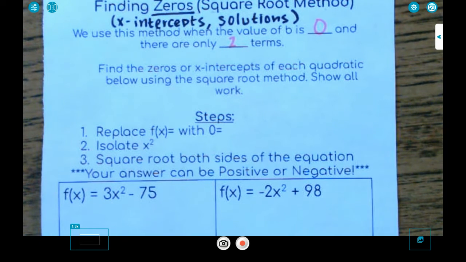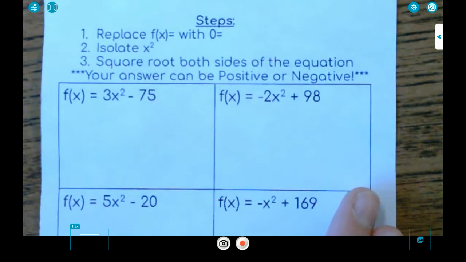Okay, here are our steps. Here's what we're doing. We're going to find the zeros or x-intercepts or solutions of each quadratic below using the square root method, and we're going to show our work like always. The steps for solving this.